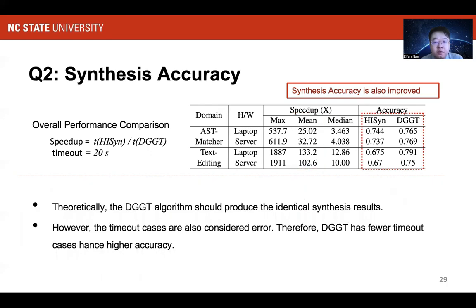And when we look at the synthesis accuracy, the synthesis accuracy is also improved with the DGGT algorithm applied. So theoretically, the DGGT algorithm should produce the identical synthesis result, but the timeout cases are also considered errors in this experiment. So the DGGT has fewer timeout cases, hence it has higher accuracy.